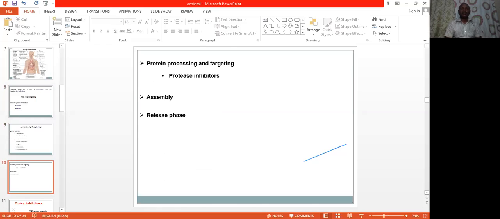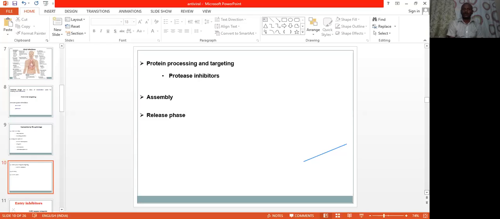Next, once the diffusion and synthesis are there, the immature proteins are made into mature proteins, which is done by targeting with protease inhibitors. Then comes assembly: once the synthesis takes place, the synthesized components have to be assembled into a virus particle.